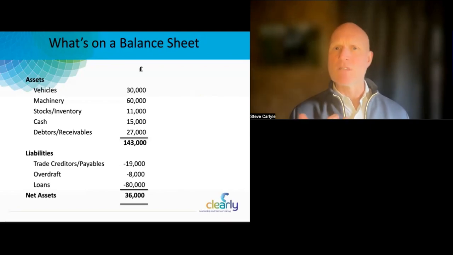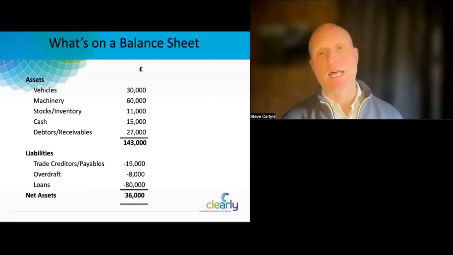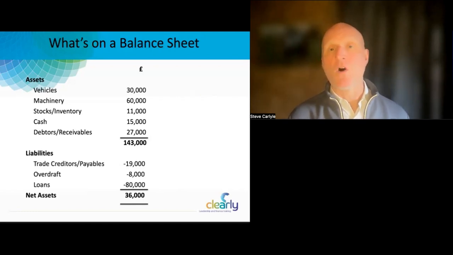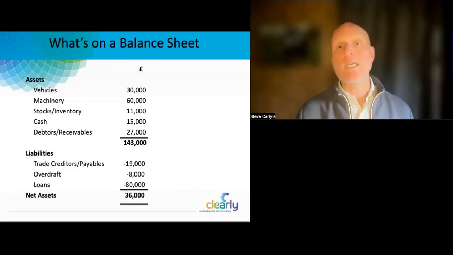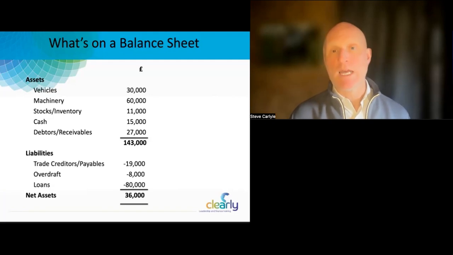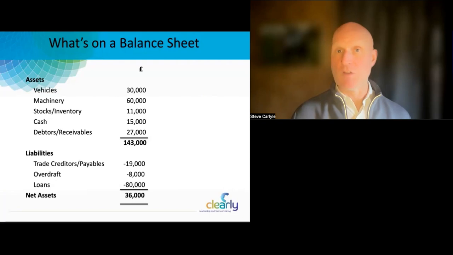And counter to the assets, we've also got the liabilities, the things that we owe. So down there, I've got listed things like creditors or payables. They're the opposite of debtors or receivables. Creditors or payables are the people we owe money to. And the people who we've bought goods off through our trade, we tend to refer to them as trade creditors. We can have other types of creditors.